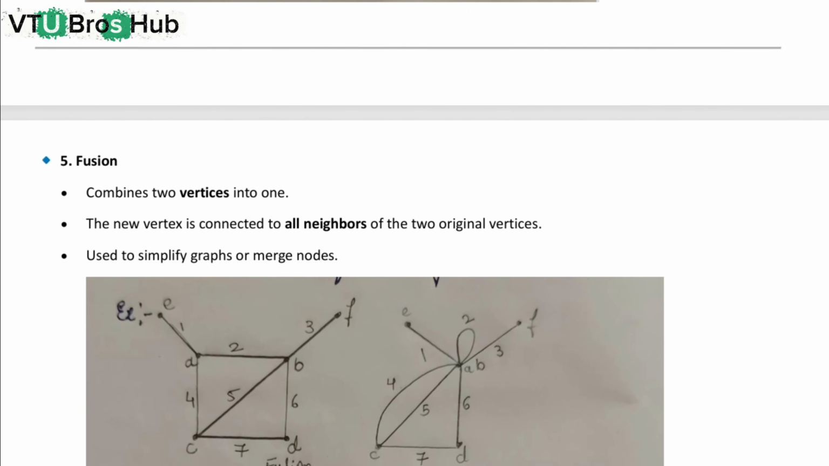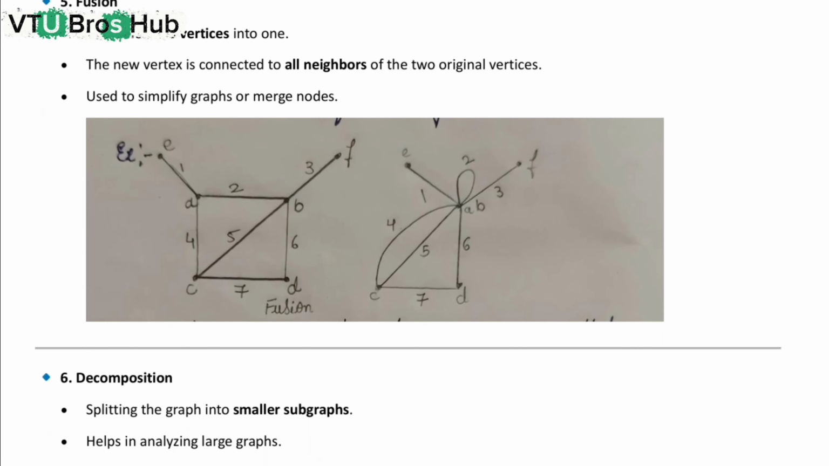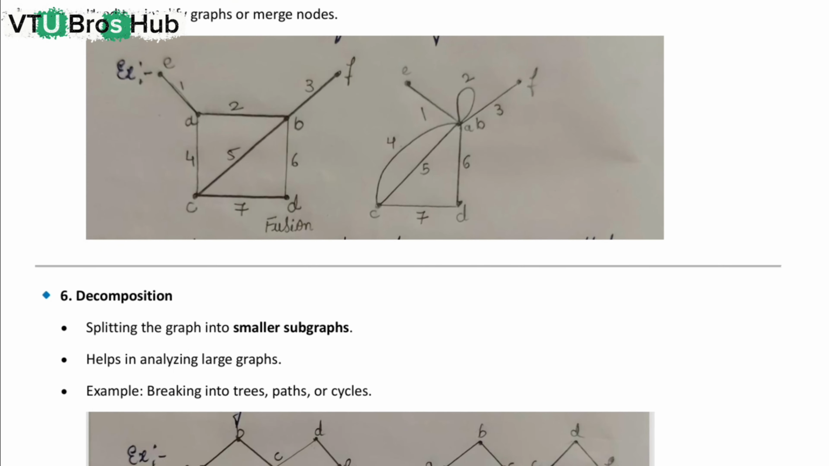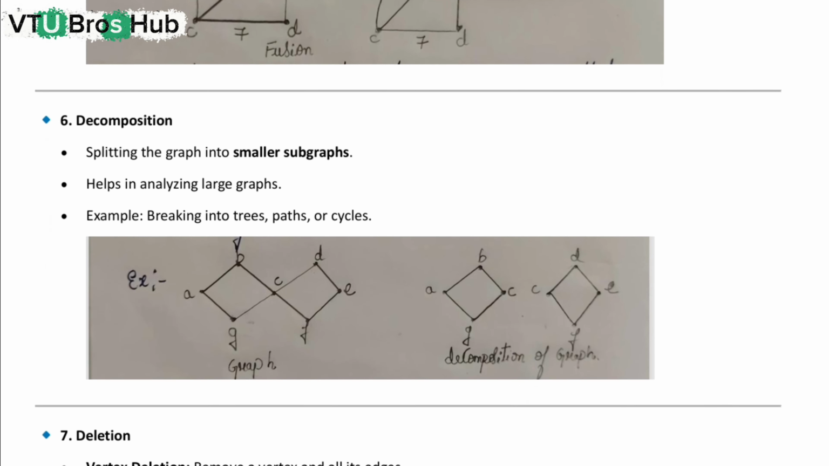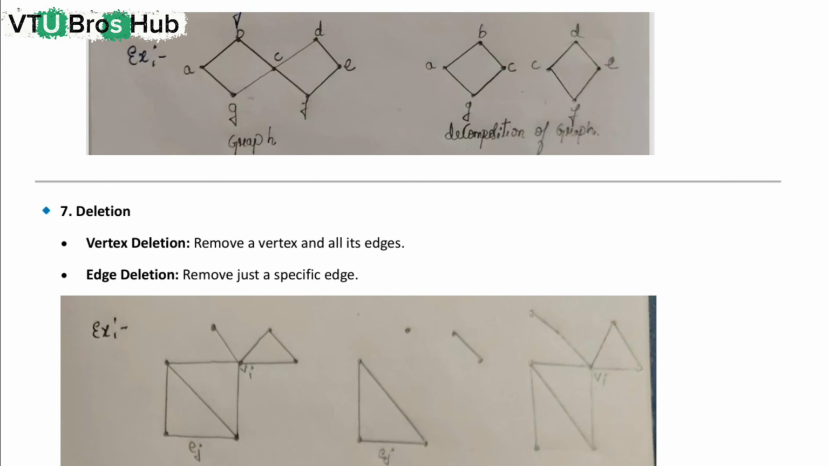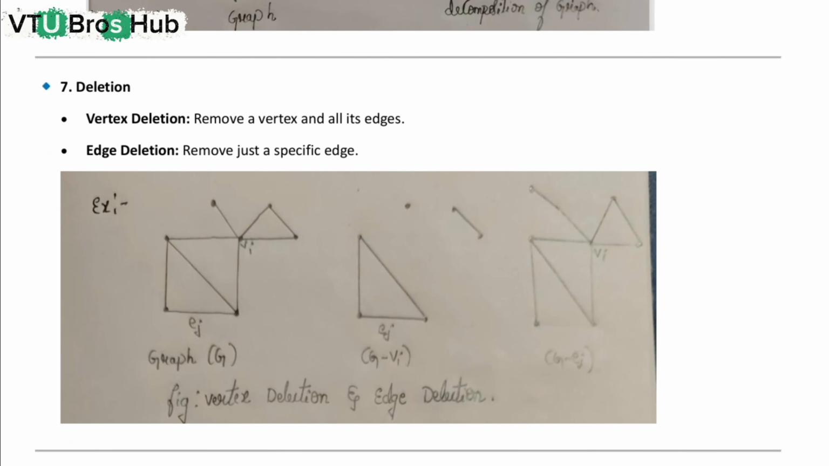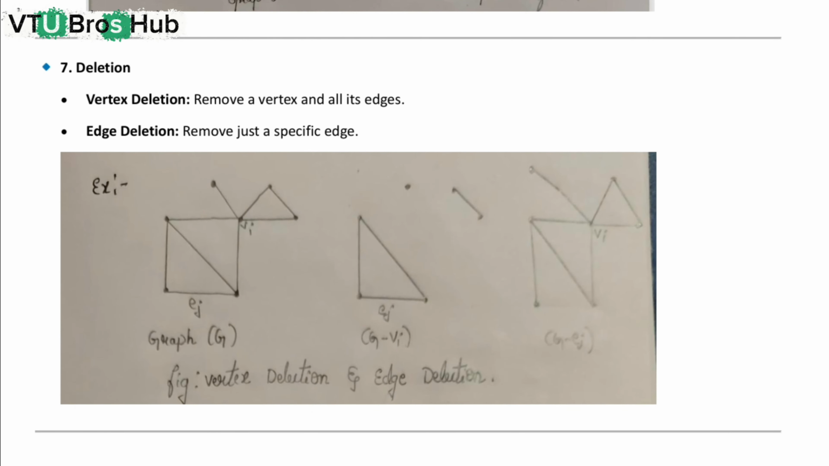6. Decomposition. Splits a graph into subgraphs like paths, cycles, or trees. Observe the decomposition diagram. 7. Deletion. Includes vertex deletion, which removes a vertex and its edges, and edge deletion, which removes only the selected edge. Refer to the deletion examples for both. That completes all graph operations. Very important for scoring in theory questions.